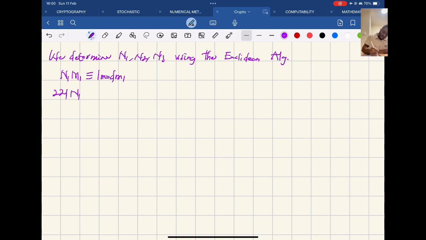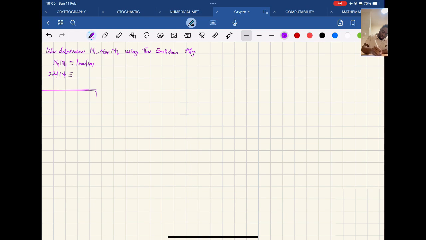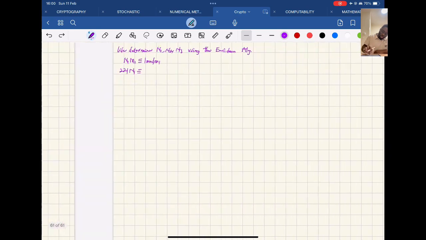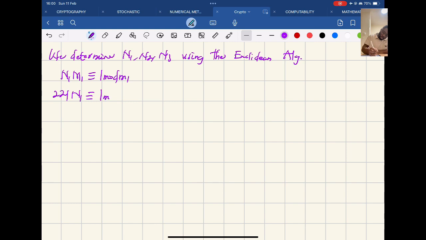Multiplying, n1 should be congruent to 1 modulo m1, and our small m1 was 7. Now after getting this, we have to write 221 in terms of modulo 7. So 221 is congruent, in mod 7, to 4. Writing 221 n1 is the same as 4 n1, which is congruent to 1 mod 7.